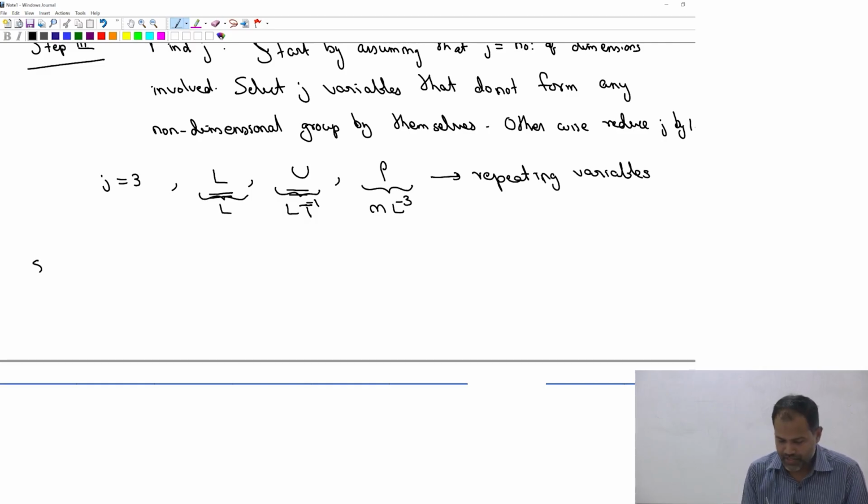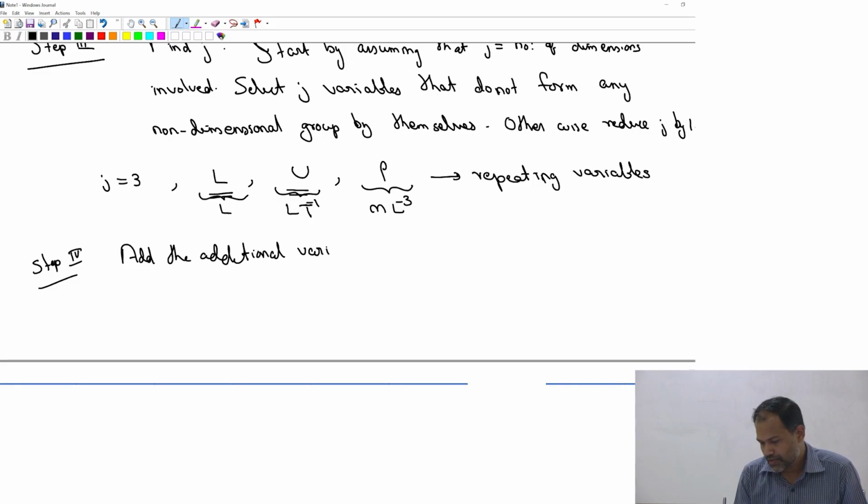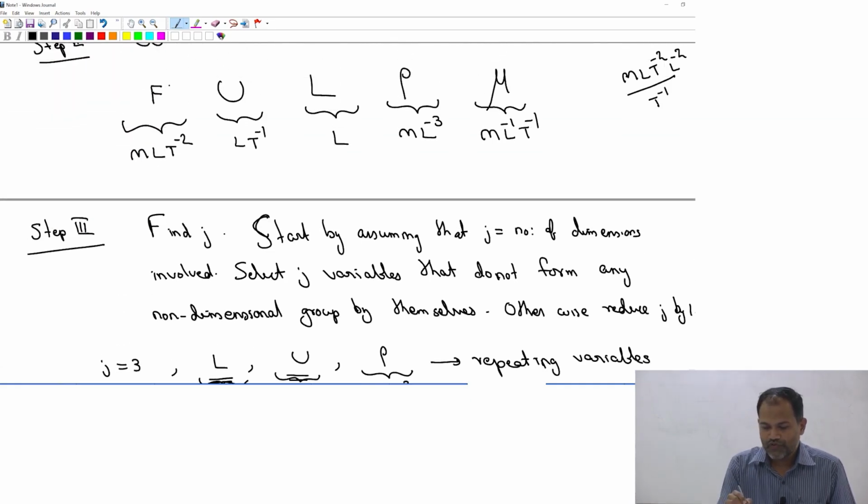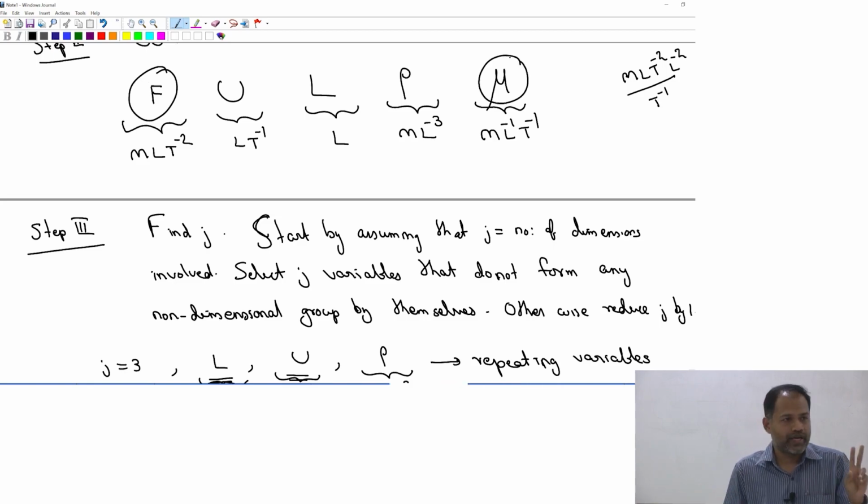Now it's easy. Step 4, add the additional variables to form pi groups. So we have L, U and rho. The variables that we haven't considered yet are force and viscosity. So we can form 2 pi groups, one with F and one with mu.